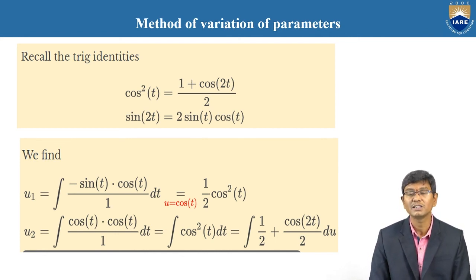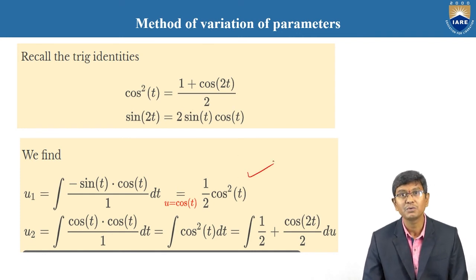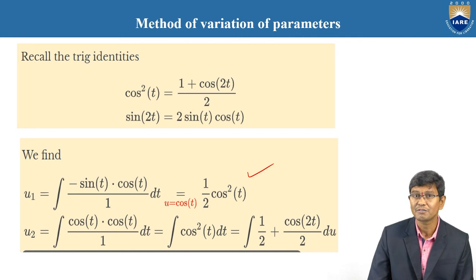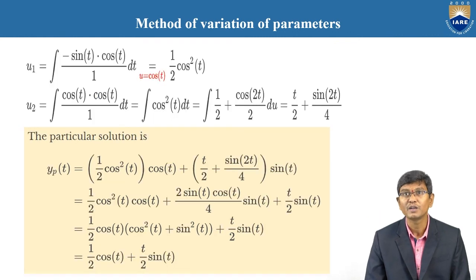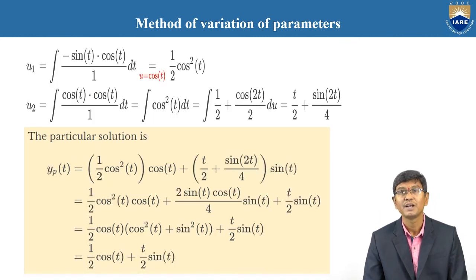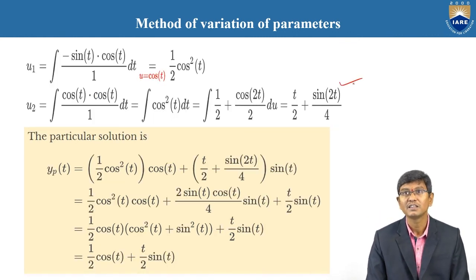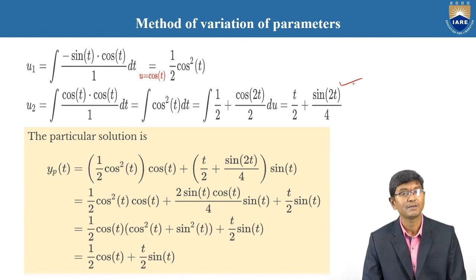Therefore the final solution u1 is equal to 1 by t into cos square t, and similarly u2, by using the integration of u r by the Wronskian value into dt. With the help of that you also obtain the value of u2 is equal to t by t into (t plus sin 2t by 4). Whereas u1 is equal to 1 by t into cos square t and v is equal to t by t into (t plus sin 2t by 4) is the value.